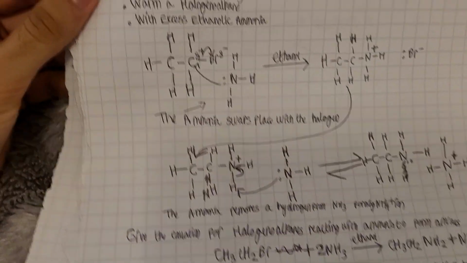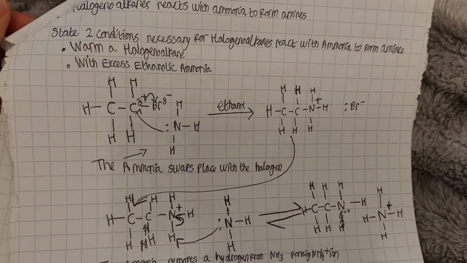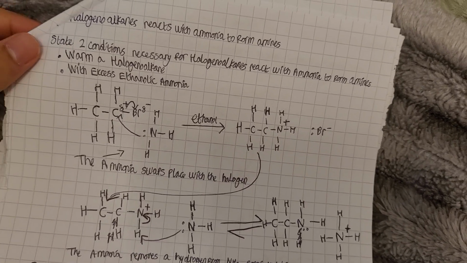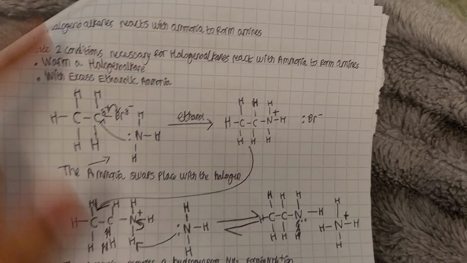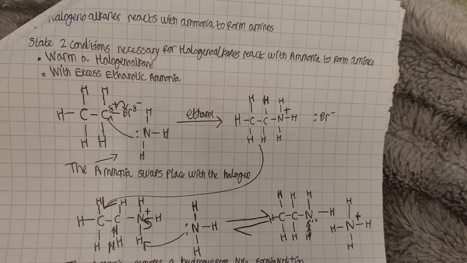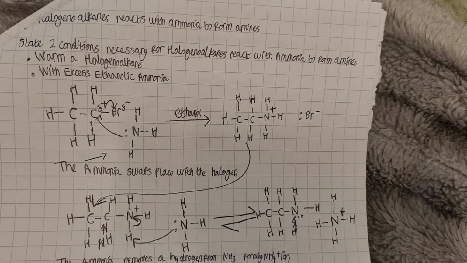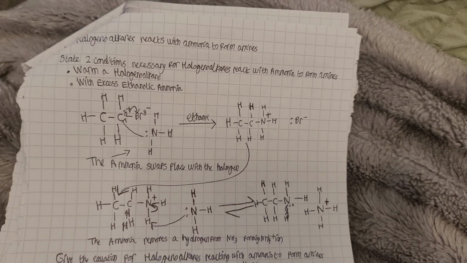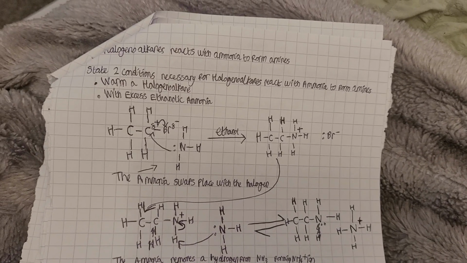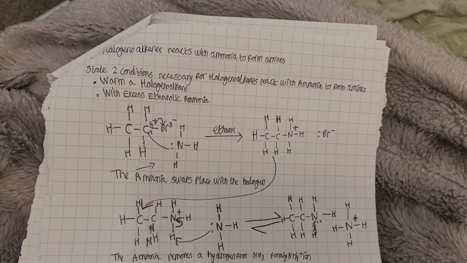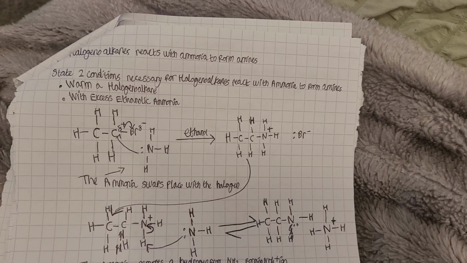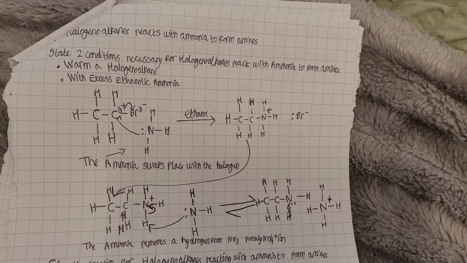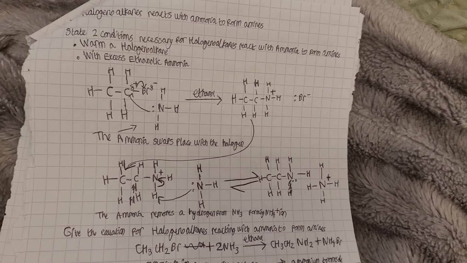Now this one, halogenoalkanes react with ammonia to form amines. This one's obviously a bit different because of the conditions necessary. Just like the previous one, we warm a halogenoalkane with ethanolic potassium cyanide, reflux and ethanol, and that was for nitriles being formed by reacting halogenoalkanes with cyanide. In this case, we want to form amines by reacting halogenoalkanes with ammonia. We want to warm a halogenoalkane with excess ethanolic ammonia.